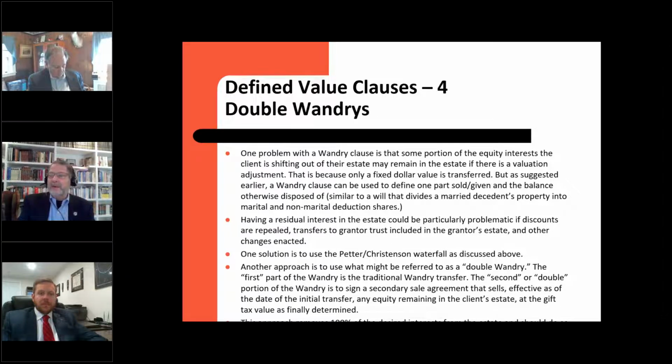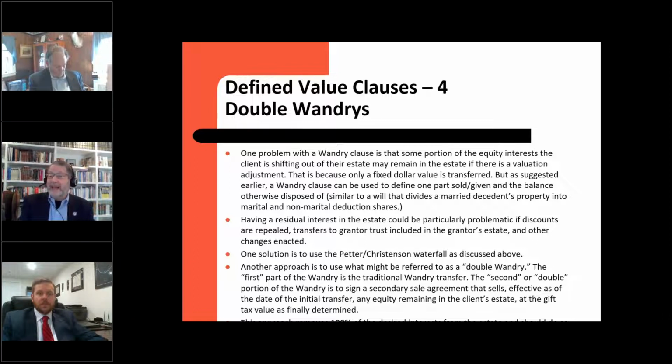Let me explain real quick a concept I kind of dubbed a double Wandry and why I think it's relevant to trust administration. And I think the bigger point is not just this mechanism that I've dubbed the double Wandry, which others have used too. I don't know what they've called it, so the name doesn't mean anything. But I think a critical point is we all were incredibly pressured in 2020 and 2021. We all were pushed to do all sorts of transactions that, had we had more time, would have been done differently. A lot of practitioners had to make transfers before you could get an appraisal because we thought the law could change any day, any minute, right?